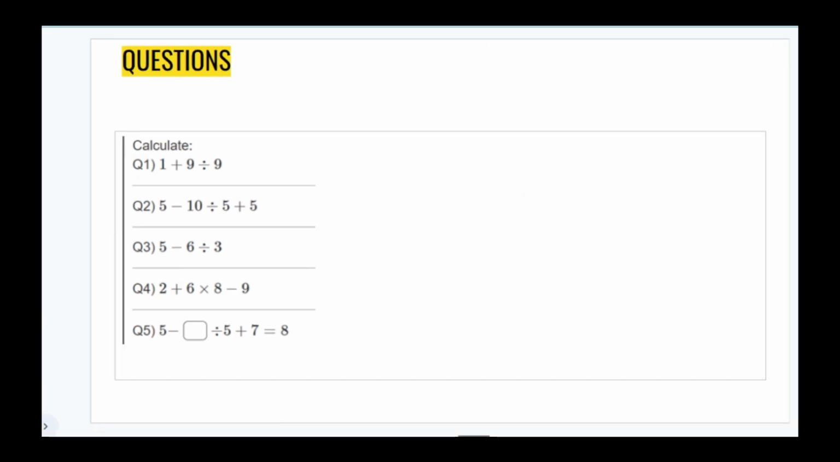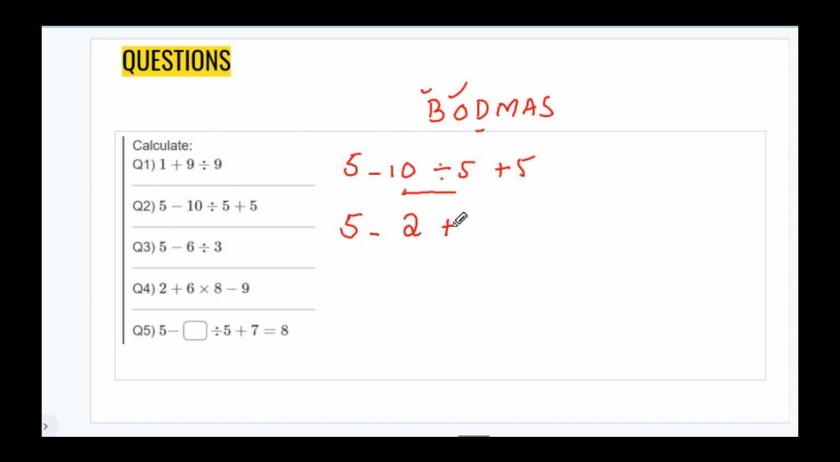Okay, now let's solve question number 2, and that is 5 minus 10 divided by 5 plus 5. So you have to follow your BODMAS, and according to that we have to solve our question. Do we have brackets? No. Do we have orders? No. Do we have division? Yes. So 10 divided by 5 will give you 2. Now it's easier for you to do. You know that 5 minus 2 is 3, and then 3 plus 5 is 8. Alright, so in this way we have to solve our questions.